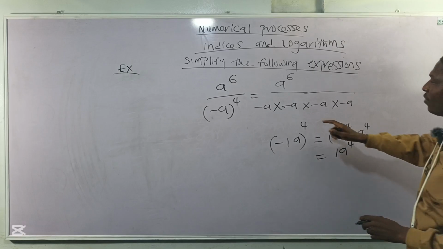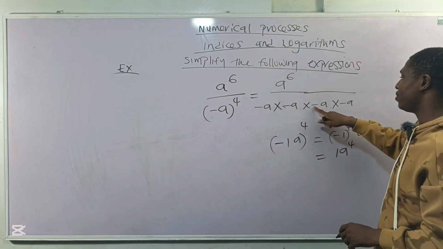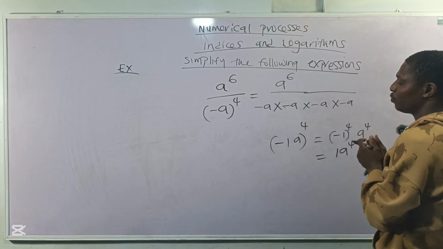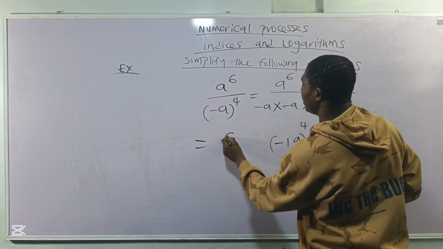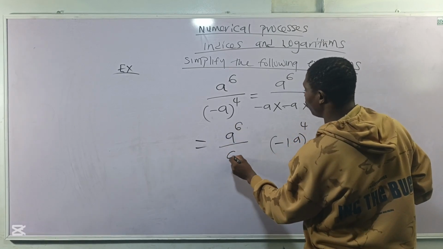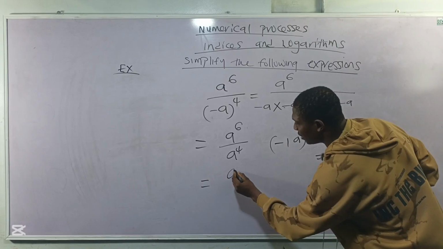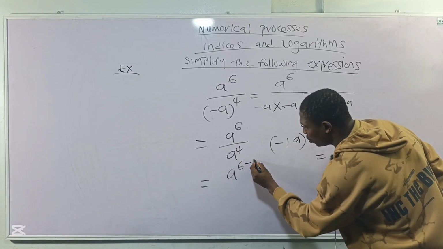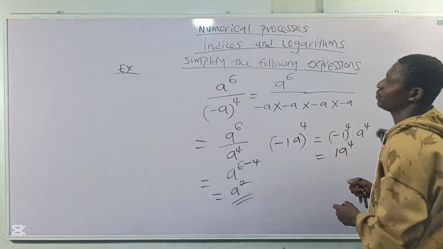In the same way, if I multiply this, minus minus is plus, plus minus is minus, and minus minus is what? Plus, and I'll still have my a raised to the power 4. So take note. This gives me a raised to power 6 all over a raised to power 4, which therefore gives me a raised to power 6. Take one of the base, division sign minus 4, giving me a raised to power 2.